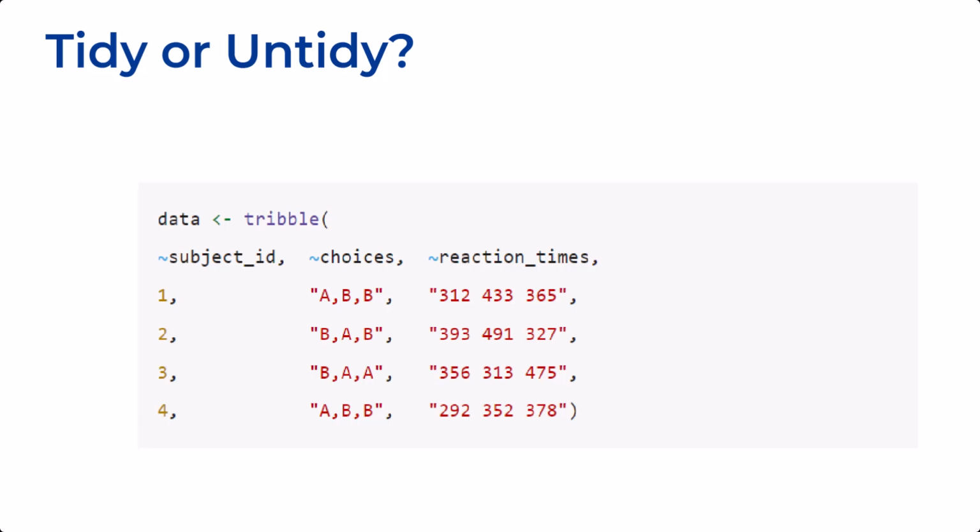Tidy or untidy. Here's a made-up dataset to evaluate. Notice how some rows contain multiple observations and fields have multiple values. This is untidy. To tidy it, ensure each row contains a single observation and all fields hold just one value.